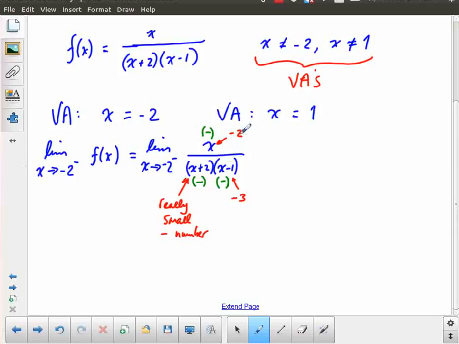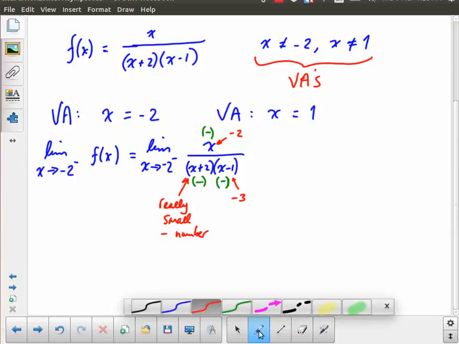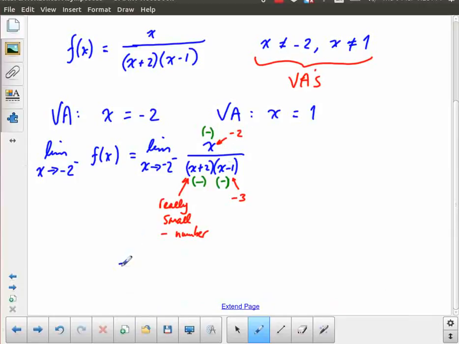And then we've got negative 2 over that really small number. And so what is the overall result? If I've got a negative over a negative over a negative, that overall is going to be negative. And then I've got a number over a really small number, that's going to be infinite. So the way this particular vertical asymptote works is the limit as x approaches negative 2 from the left of f of x is equal to negative infinity.